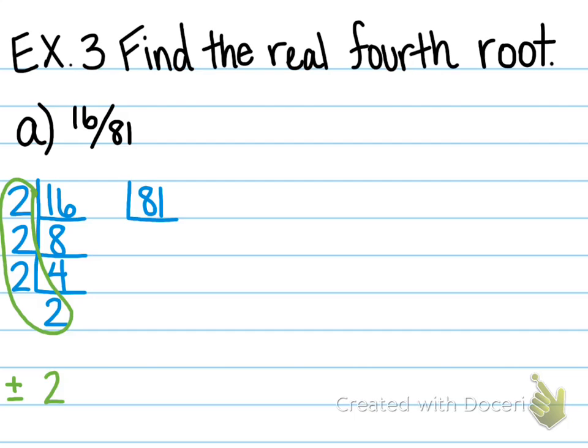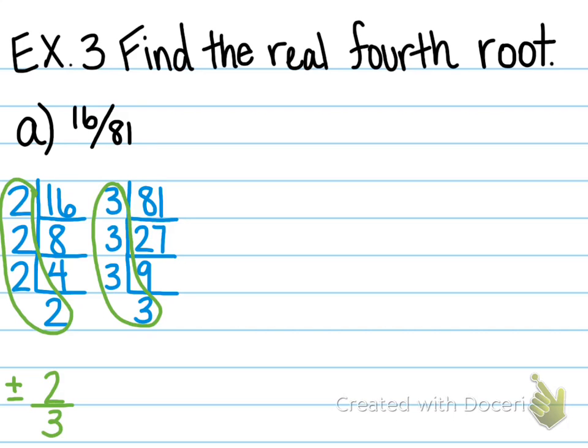Then let's factor the bottom. 81. So I'm going to divide by 3. 3 goes into 81 27 times, 3 into 27 9 times, and then 3 and 3. So, look again, we have a set of 4. Perfect. So those 3's come outside as 1 and they go on the bottom. And remember I put plus or minus 2/3 because this is a fourth root. And for an even root, it could be a positive or negative answer.